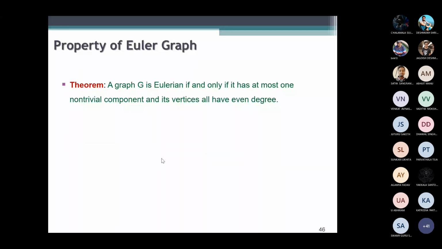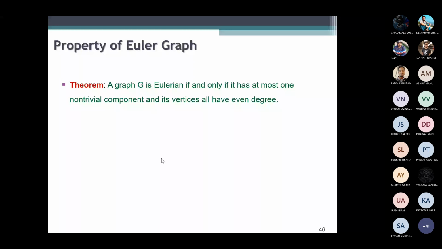Now a very important and very interesting theorem. This theorem is interesting because in the proof we use an algorithm in one part; we will see which part it is. The proof is, it is a famous theorem. A graph G is an Eulerian graph if and only if it has at most one non-trivial component and its vertices all have even degree. So we reread the statement.